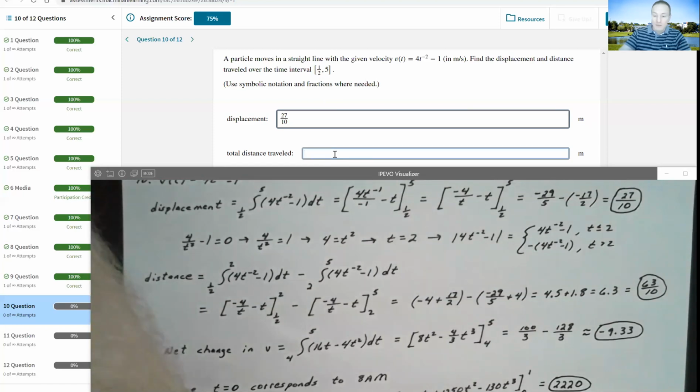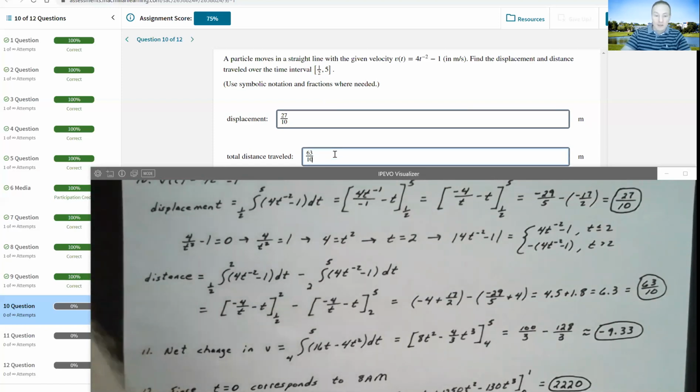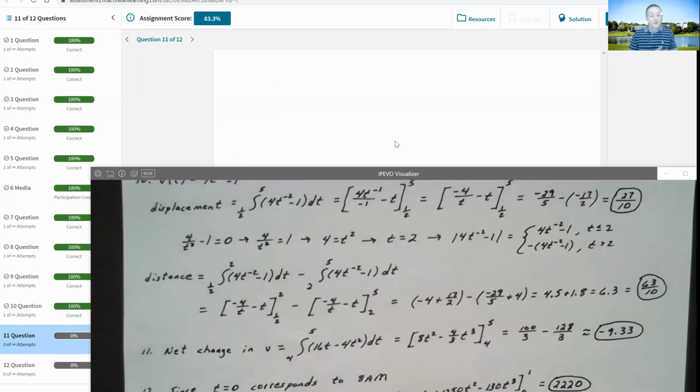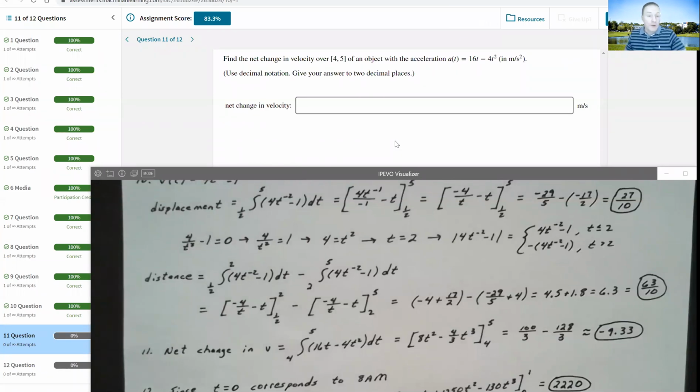I don't want the decimal. I want the 63 over 10 to represent that. And I believe these answers will make Achieve happy. And they do.